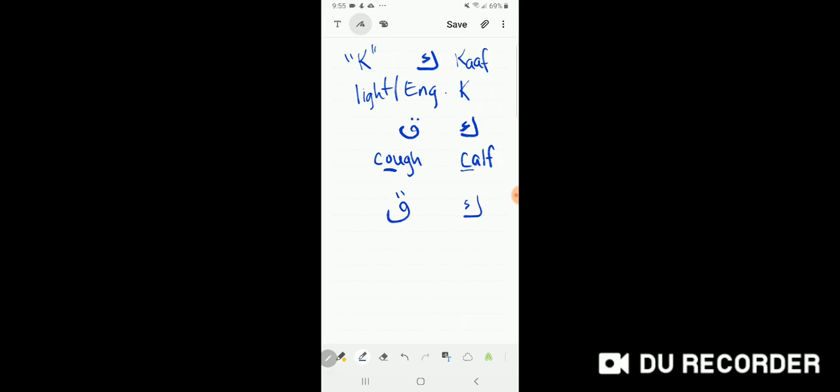How about qareeb? Qaf. If I say يتكلم, يتك, kaf. So you're listening for the vowel sound, the same way we've been doing in all our heavy and light letters. Heavy versus light.